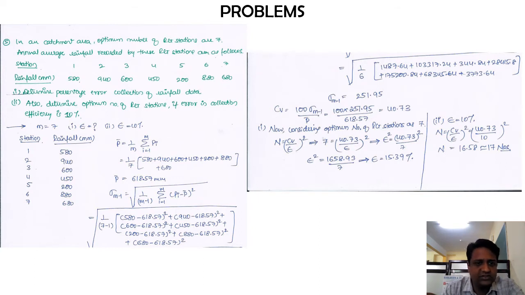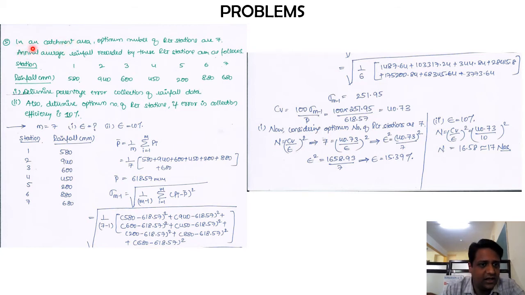This is one more type of problem in the optimum number of rain gauge station determination. This is not like the previous 4 problems that we have solved. It has a bit of a difference, so let us read this question and understand.